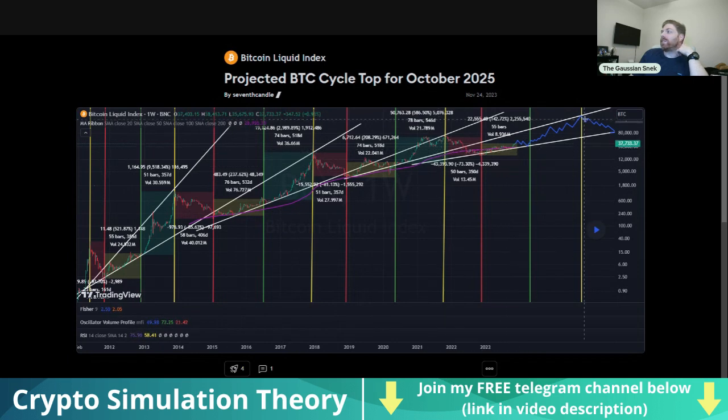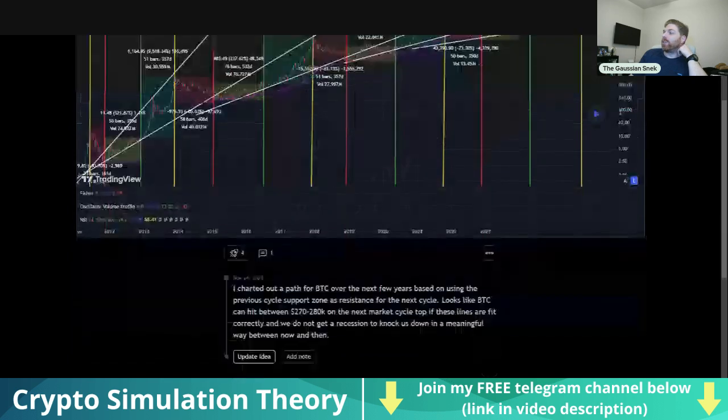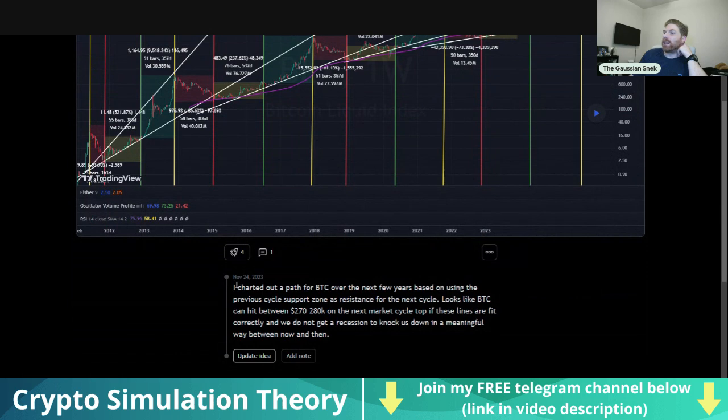And so I charted this out, and I came up with an idea that, assuming that we average the days that it takes to get from one phase to another, roughly in October of 2025, this is what I said down here. See, this was posted November 23rd. I charted out a path for Bitcoin over the next few years based on the previous cycle support zone acting as resistance for the next cycle.